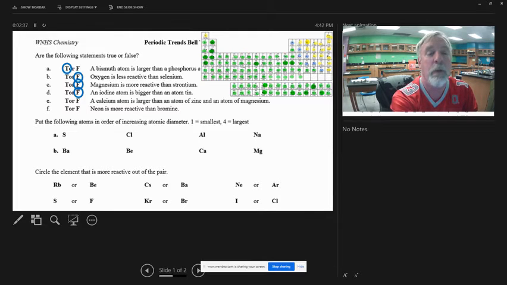How about magnesium? We look at calcium, it's below magnesium. Well, that fits with the other trend. We know the atoms get bigger as you go down. So yes, this one's true. Calcium is larger than zinc, and calcium is larger than magnesium.